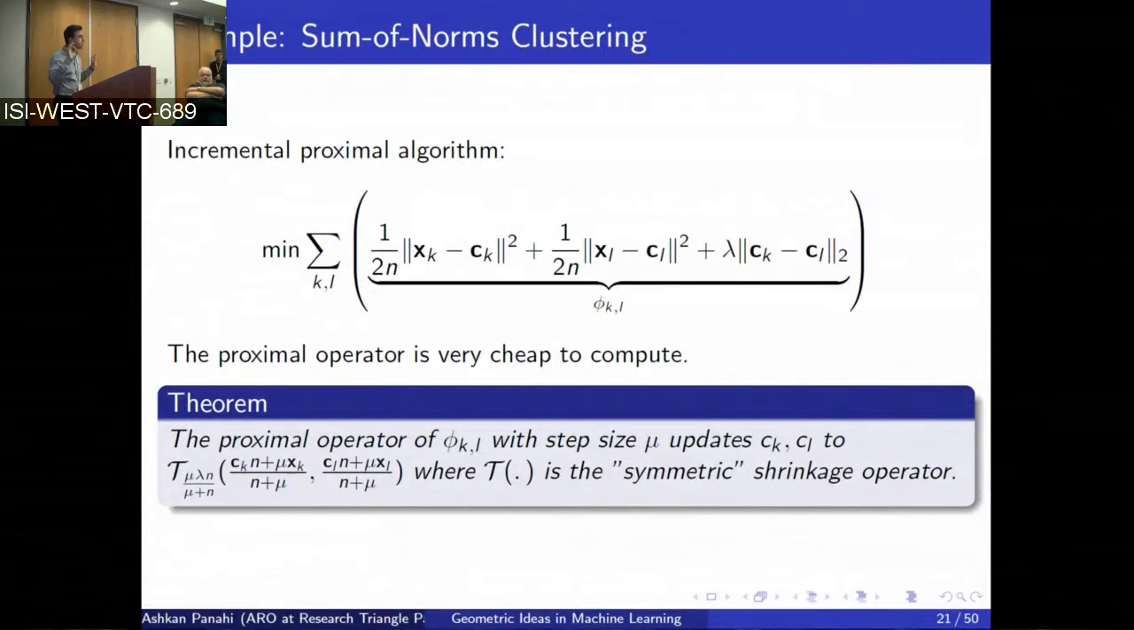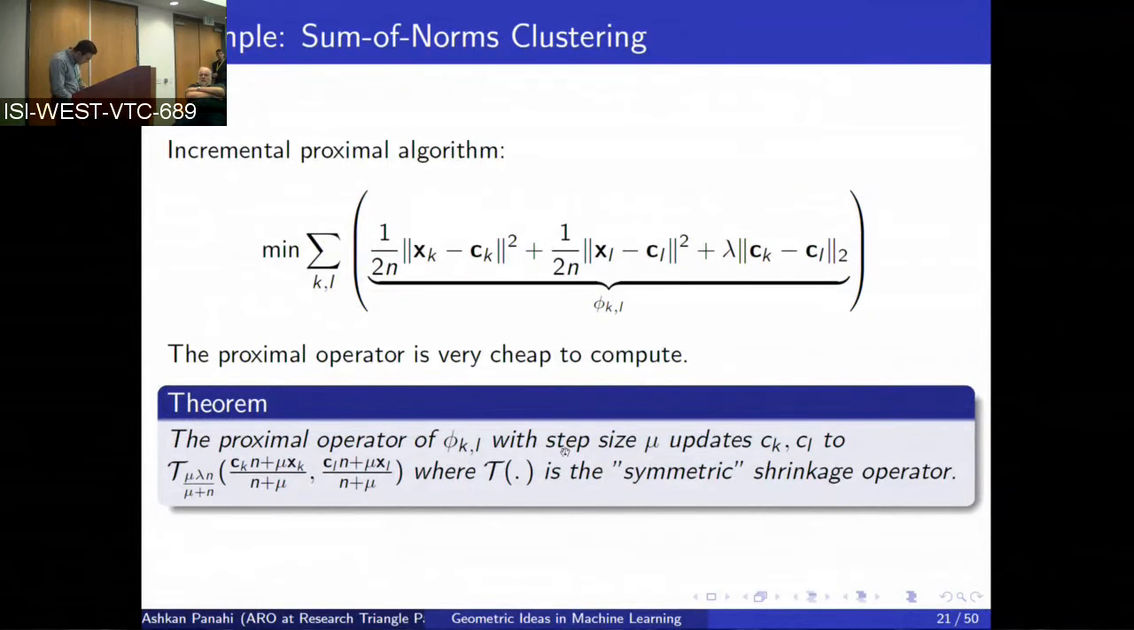You pick 2 points, you have 2 centroids, you move them toward their corresponding data points, and then you apply what we call the symmetric shrinkage operator. The difference between the symmetric shrinkage operator and the conventional shrinkage operator is that for the conventional one, you pick a point and move it towards 0, and if it is too close to 0, it gets absorbed into 0 and stays there. For the symmetric shrinkage operator, you pick 2 points, they are attracted to each other, and once they reach each other, they stay.